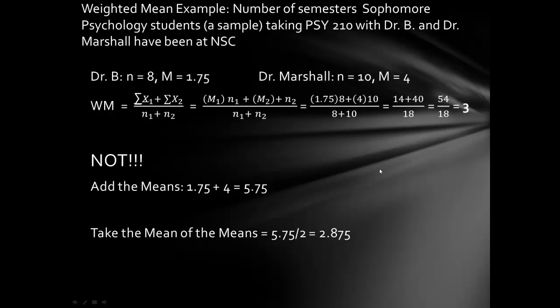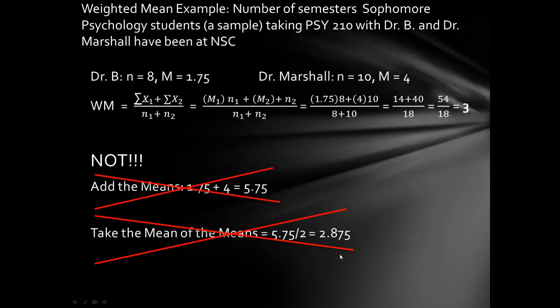Now, it's important for you not to, like I mentioned before, just add the means together and say, oh, okay, well, this mean plus this mean gives you the final answer. That is not correct. Also, do not take the mean of the means. Don't say, oh, okay, well, I add these two together, and there's 2 sample means here, so I'll divide that by 2 and get the average. That is not correct. X those out. That's bad. You don't want to do that.